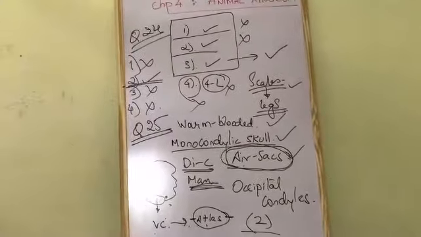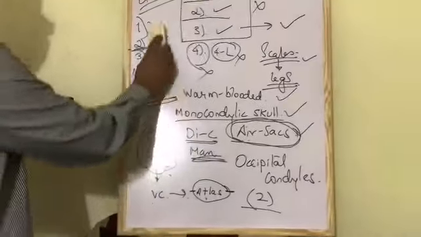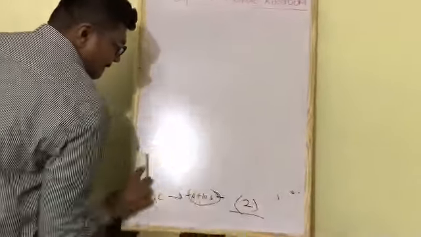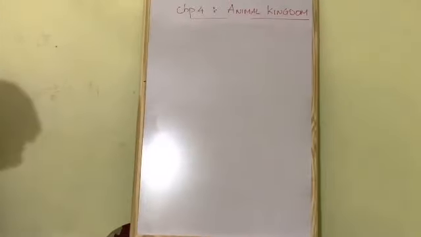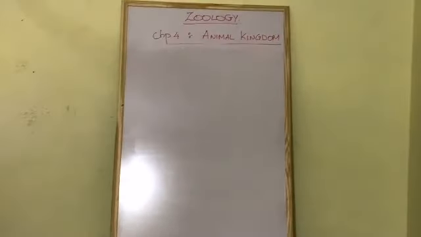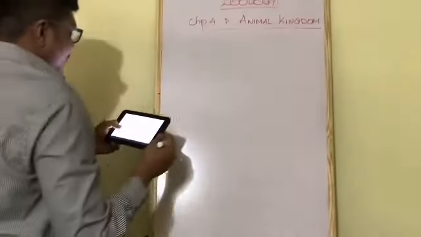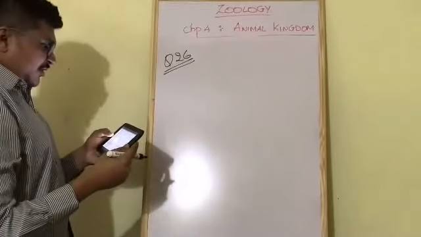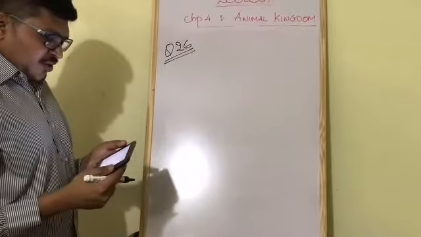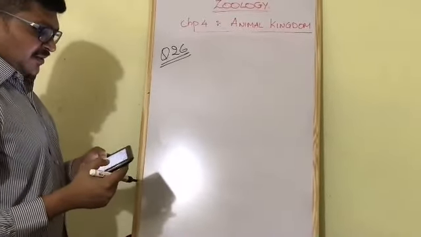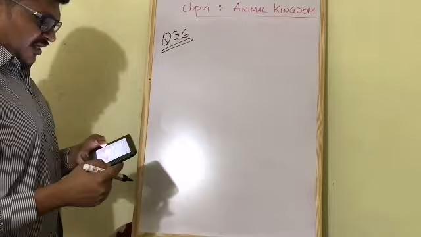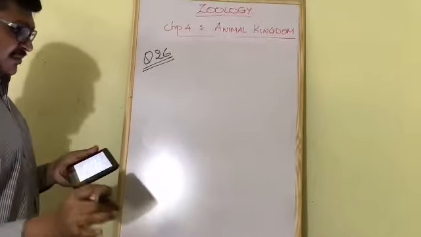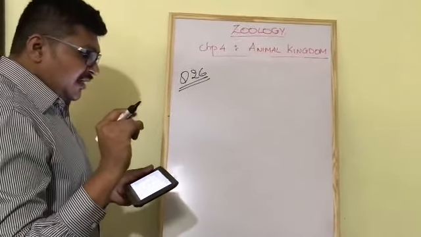Let's go to the next question now, question number 26. In question number 26, it is asking, which one of the following is a flightless bird? Now this is a very straightforward question. Out of the given 4 options, you are supposed to select which is the flightless bird. That means the bird which does not fly.